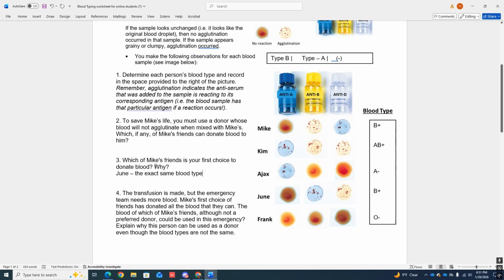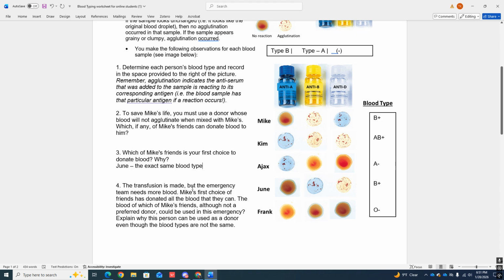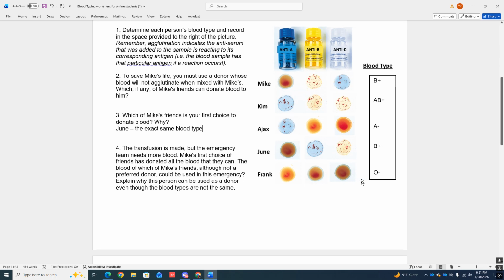Okay. Transfusion is made, but the emergency team needs more blood, okay? So June's out of blood. She can't donate anymore. Mike's first choice has donated all the blood she can. The blood of which of Mike's friends, although not a preferred donor, could still be used in this emergency, okay? So who could be used?